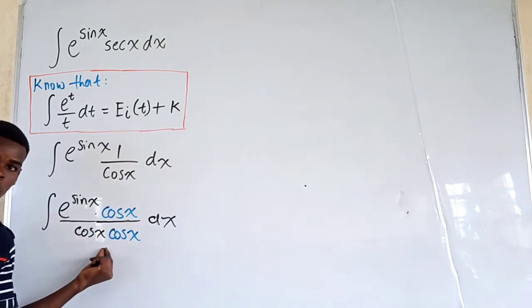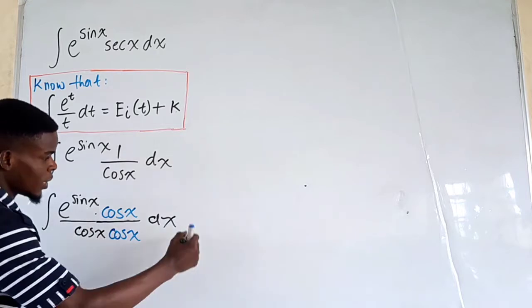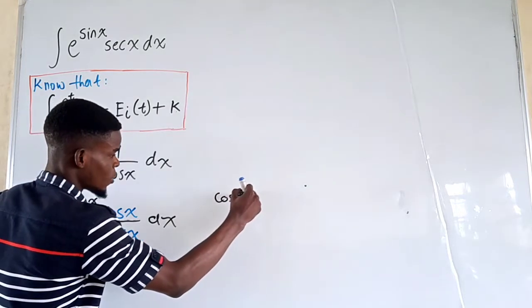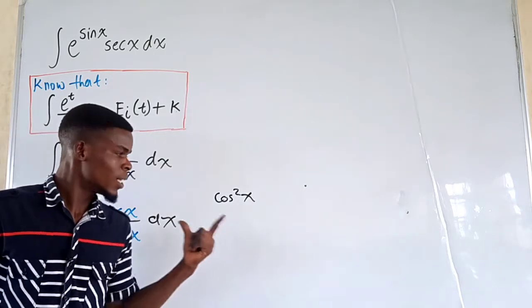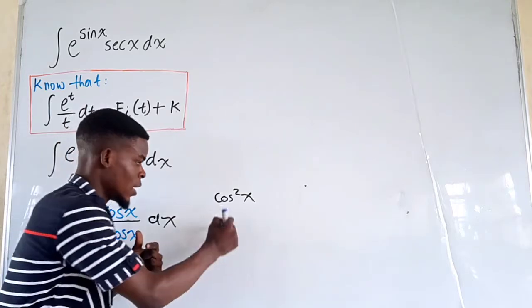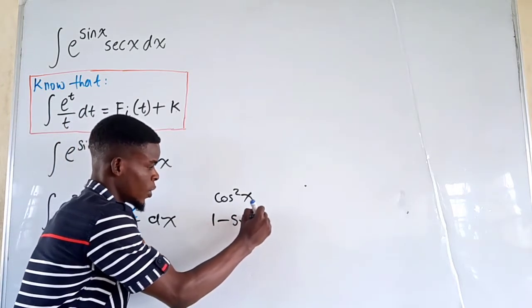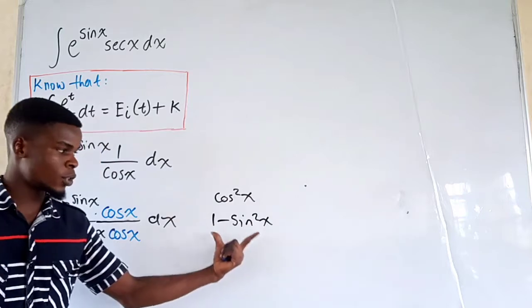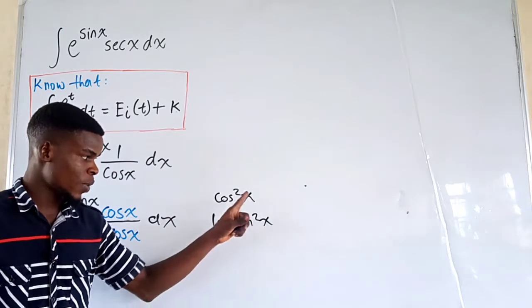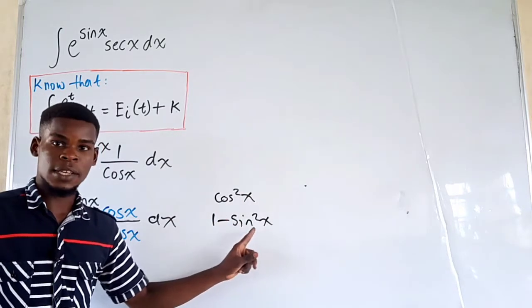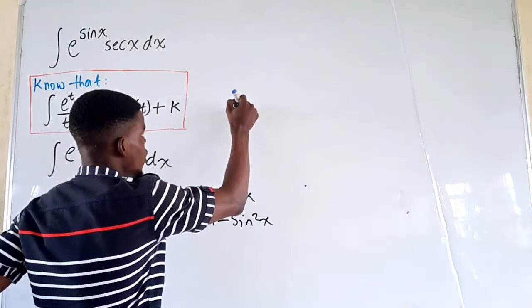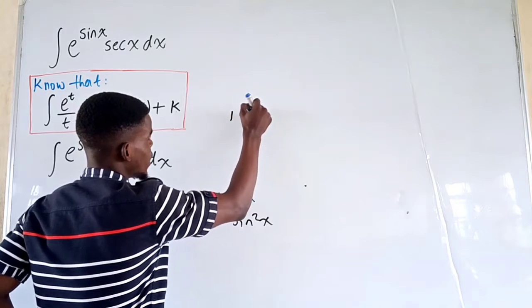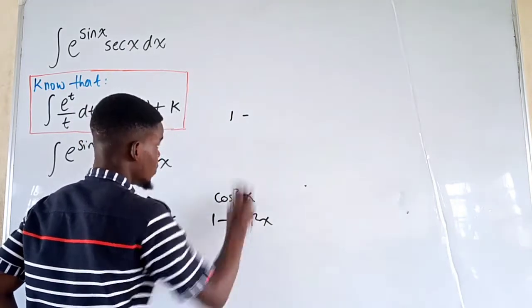Well, the product of these two is going to be cosine squared x, since cosine of x times cosine of x is the square of that. Very nice. Now look at this. This is the same thing as 1 minus sine squared x, from trig identities. So we know that cosine squared x is the same thing as 1 minus sine squared x.